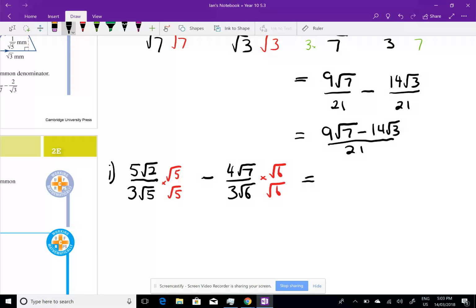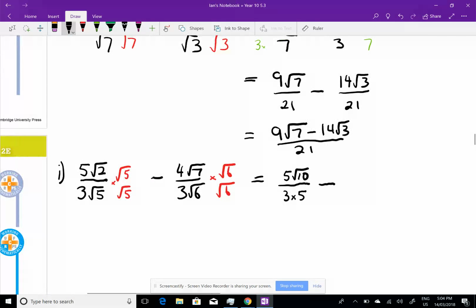Okay, let's do the first one. The top, the numerator, 5 times root 2 times root 5, that's 5 root 10. But on the bottom, I get 3 times root 5 root 5. And I'm going to write that as 3 times 5. You'll see why in a minute. Now, the second one. I'm doing the numerator first. 4 root 7 times root 6 is 4 root 42. And on the denominator, root 6 times root 6, I get 3 times 6. And again, I'm going to leave that because I want to try and make these fractions as simple as possible before I make a common denominator.